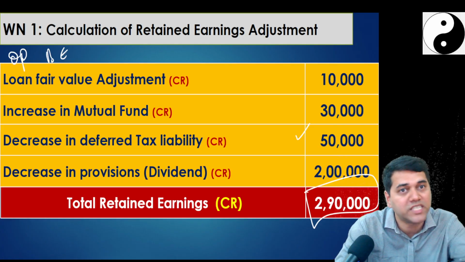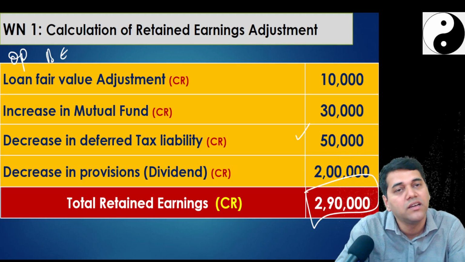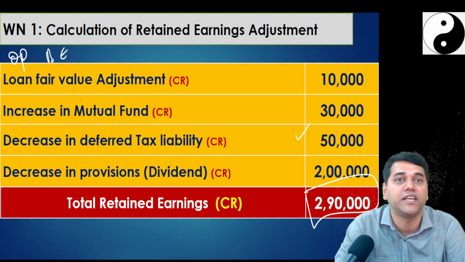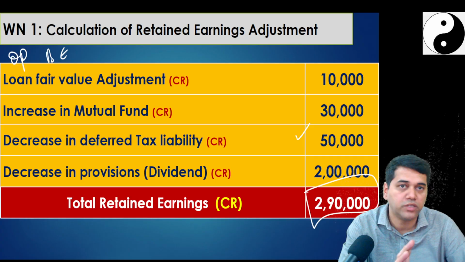Which one? In the next year's P&L, not in the retained. It means it will get added as of 31st March 2019 retained earnings from the P&L.